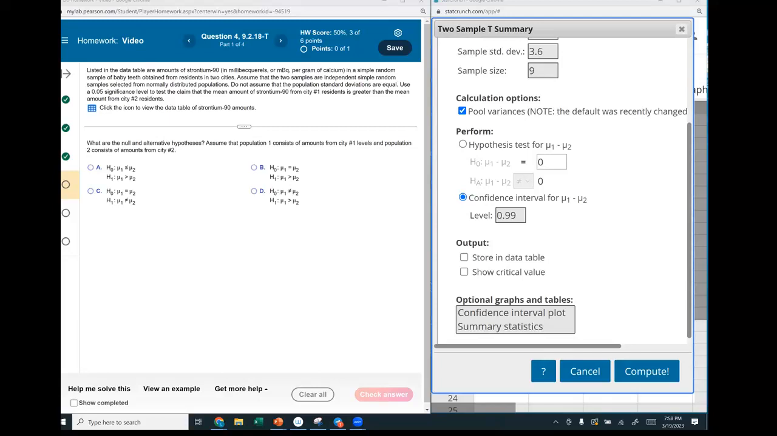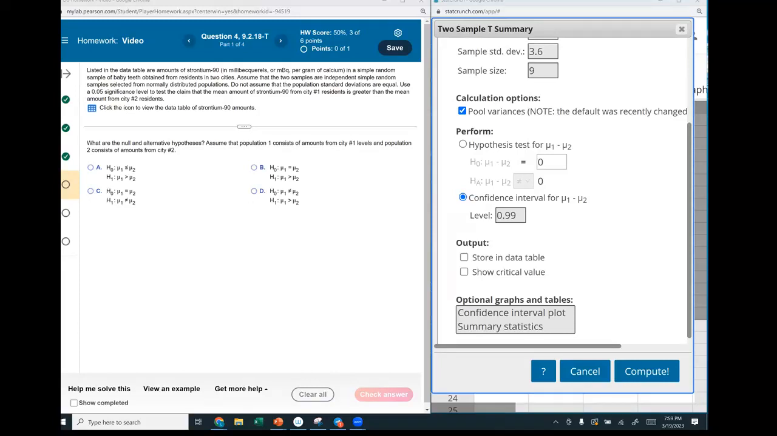Okay. So listed in the data table are amounts of strontium-90 in milli, whatever that is, or MBQ per gram of calcium in a simple random sample of baby teeth obtained from residents in 2 cities. Assume that the 2 samples are independent, simple random samples selected from normally distributed populations. Okay, so we got all our requirements. Do not assume that the population standard deviations are equal.